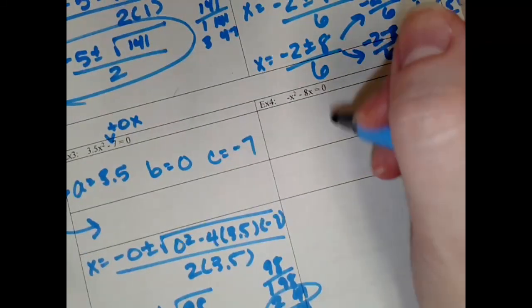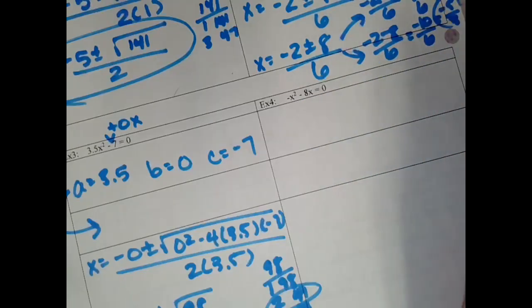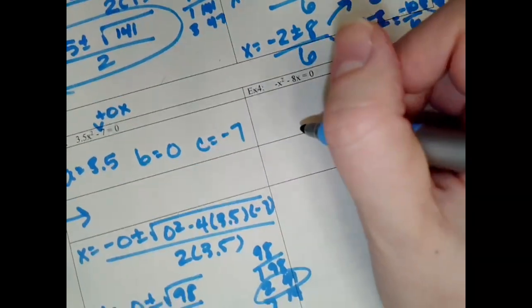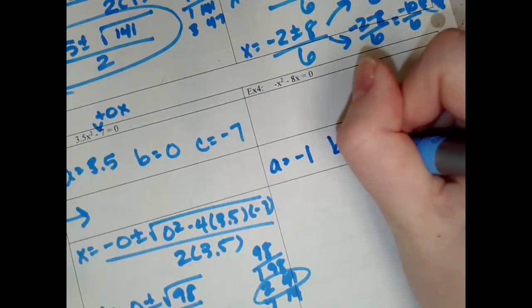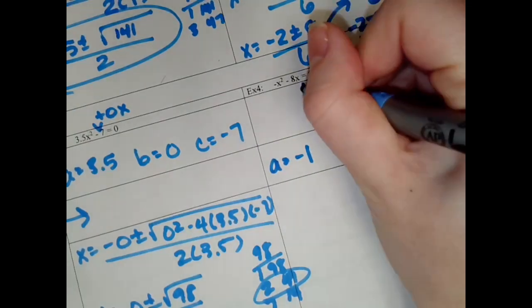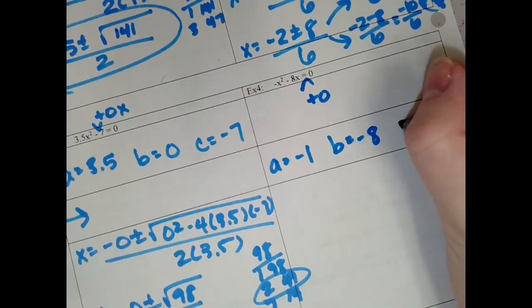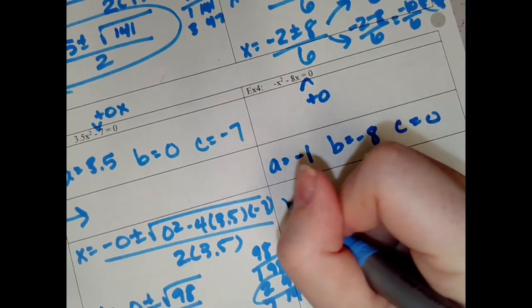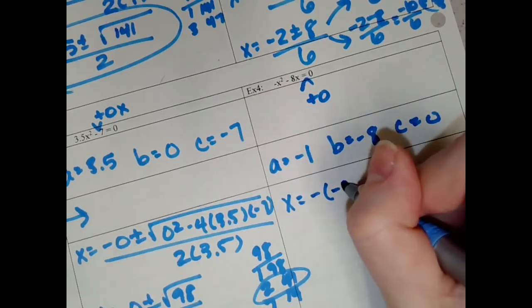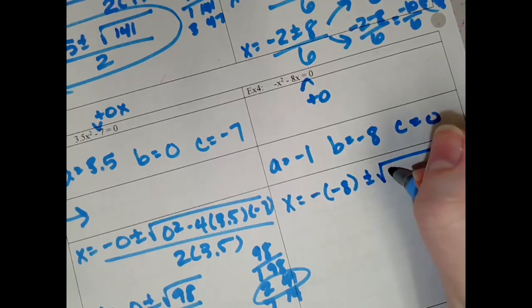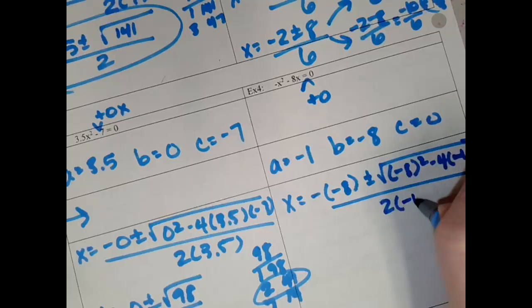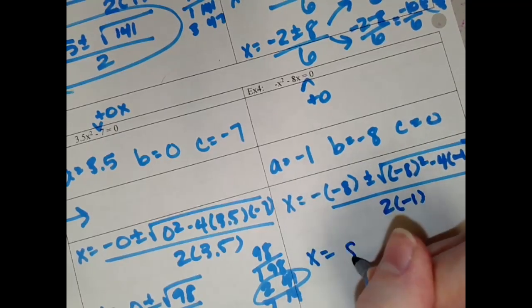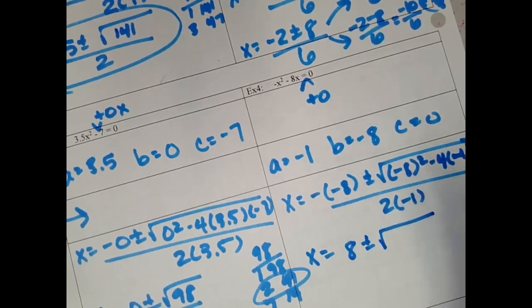One more. It is already set equal to 0, so I don't have to manipulate it there. A, the number in front of the x squared, is negative 1. B, the number in front of x to the first power, is negative 8. I'm missing a constant, so my c value is 0 this time. Plug it in. Negative b plus or minus square root b squared minus 4 times a times c all over 2 times a. So negative 8 is a positive 8. We know 2 negatives makes a positive.